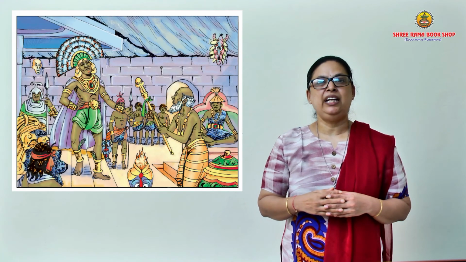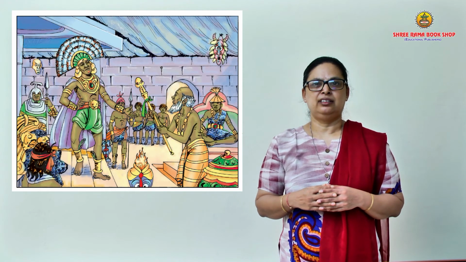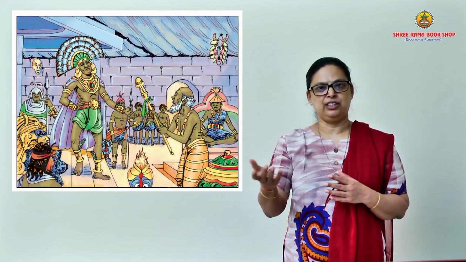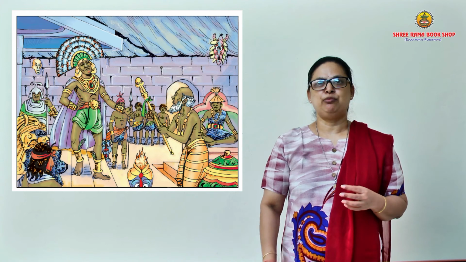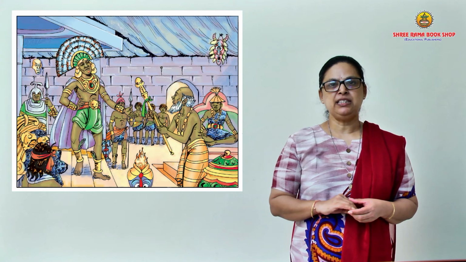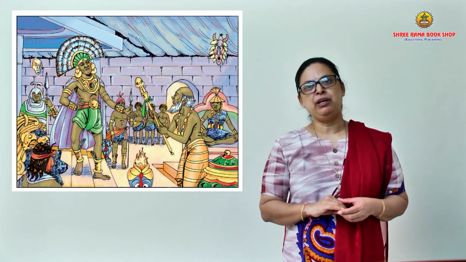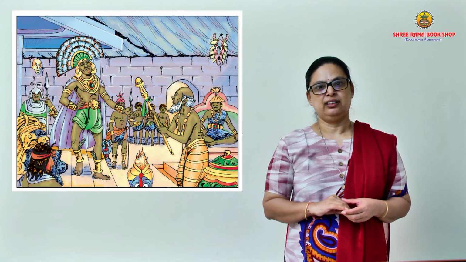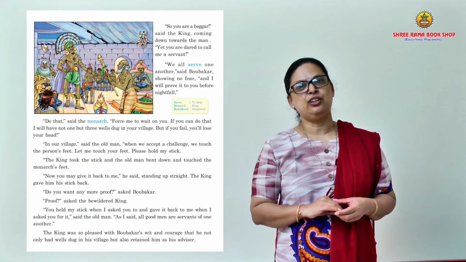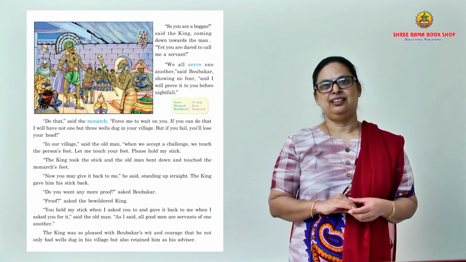So see, this is so nice. The old man was very, very intelligent and clever, right? So he said, when I asked you to hold my stick, you did it, and when I asked you to give it back, you gave it back. So what did the old man say? He said, you held my stick when I asked you and gave it back to me when I asked you for it, right? And as I said, all good men are servants of one another.